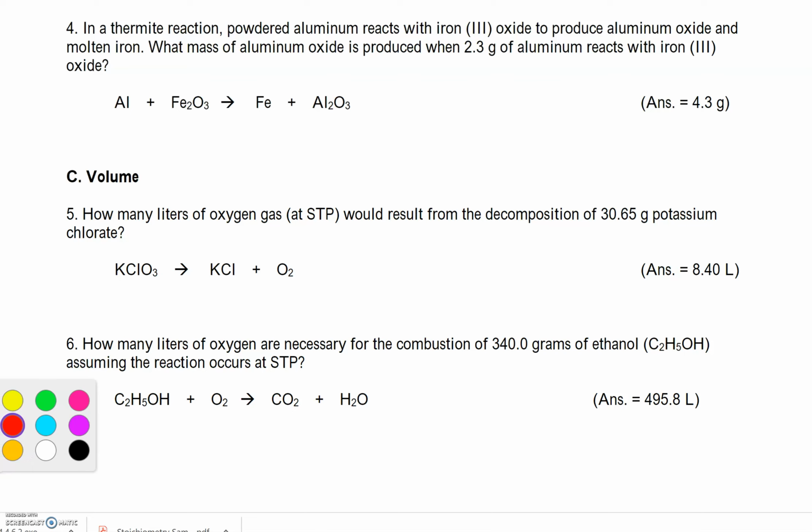So let's start number 5 by figuring out what information is important. How many liters of oxygen gas? I'm reading the problem and it says right here, how many liters of oxygen gas. That is important because that's what they want us to find. So we're going to go down here above oxygen, I'm going to put a question mark and an L for liters. Would result from the decomposition of, none of that matters. I'm going to go right to the number, and 30.65 matters, and it's potassium chlorate. That matters. So those pieces of information are important.